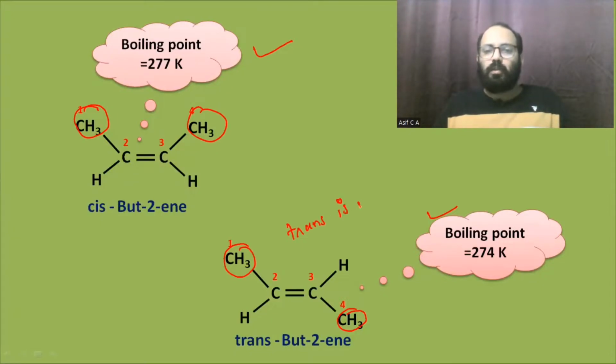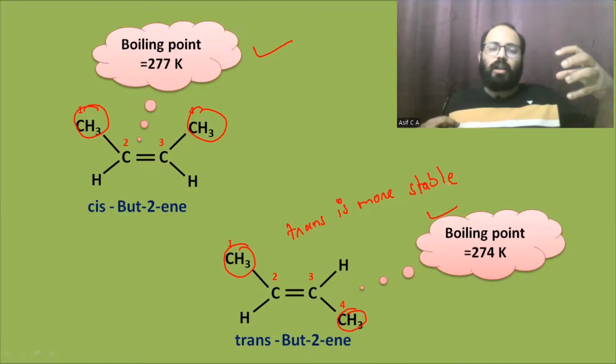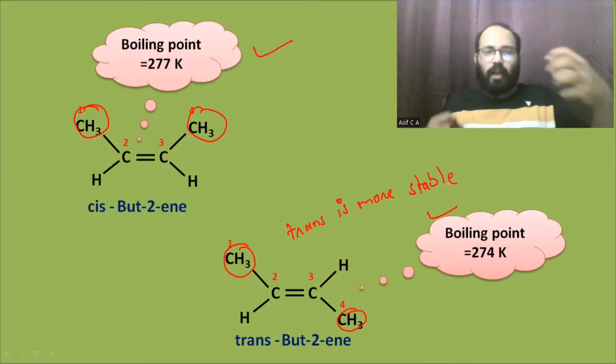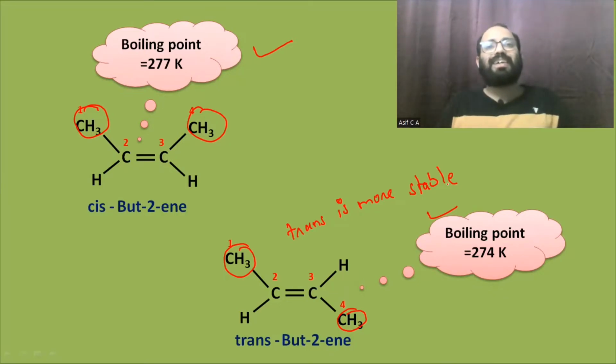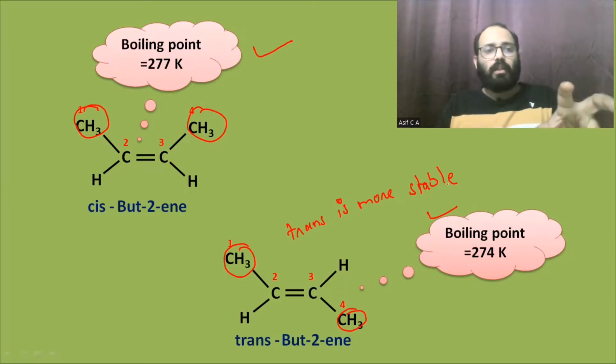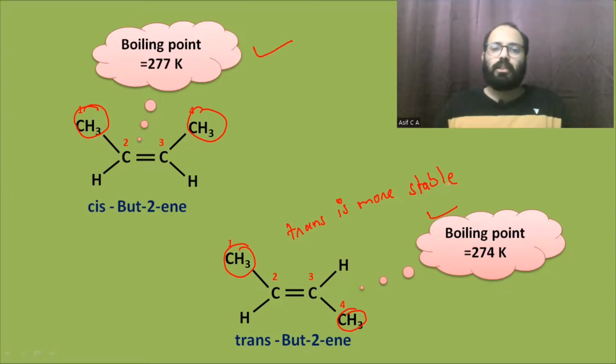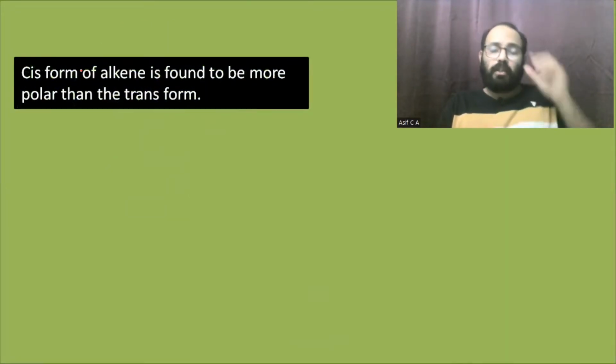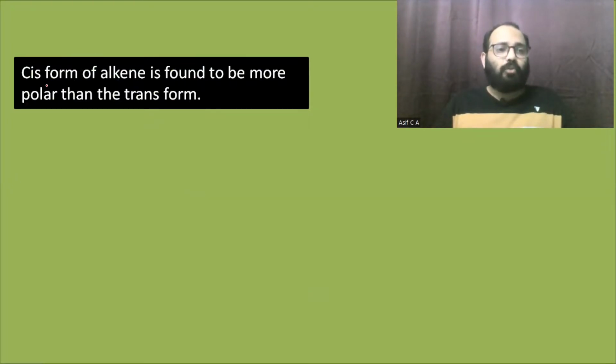butene and the trans butene, you can say that trans is more stable. Why trans is more stable? Because these bulky groups are aligning in the opposite direction. They are far away from each other, so steric hindrance will be minimum. But in this one they are on the same side, so there will be steric hindrance. So trans is more stable, but boiling point of cis is more than the trans. Just remember that one.